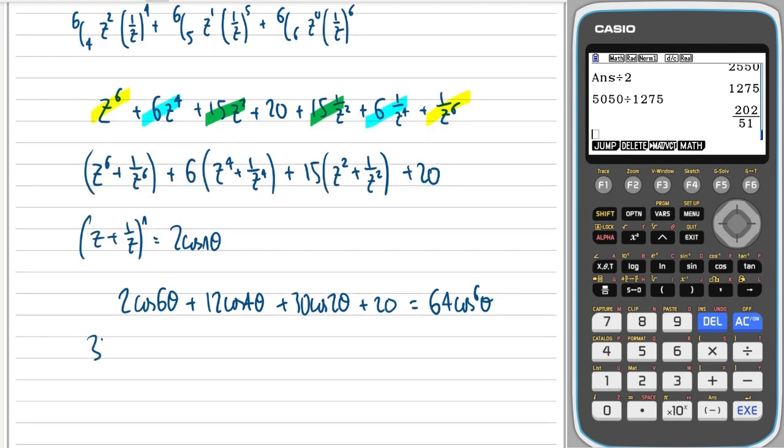The question asks us to find 32 cos to the power 6 theta, so we just divide this all through by 2, and we get the result, as required.